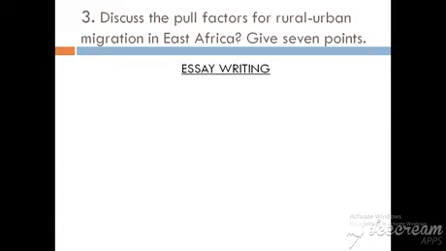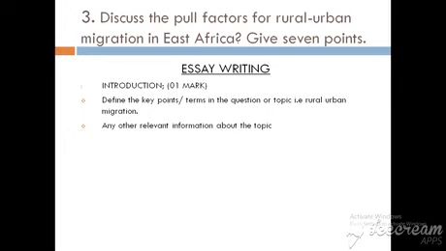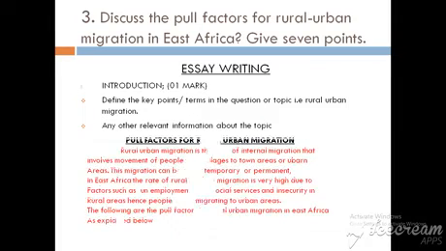So the first part is the introduction. It is only 1 mark. Define the major key terms in the topic. According to the question, we have rural-urban migration. So the student has to define what rural-urban migration is, and you can give any other relevant information about rural-urban migration.